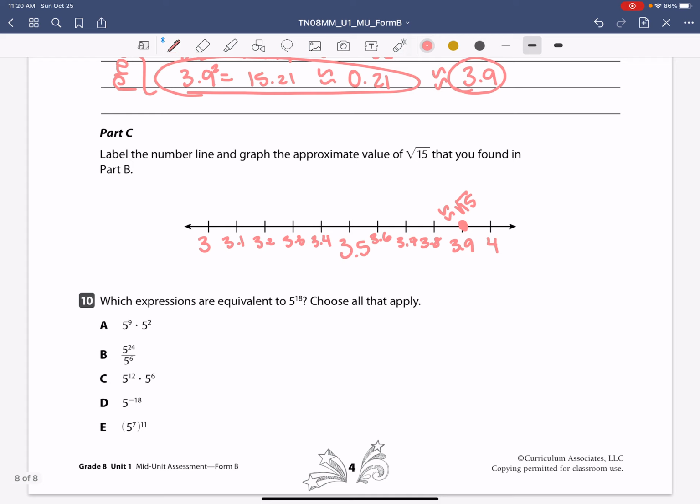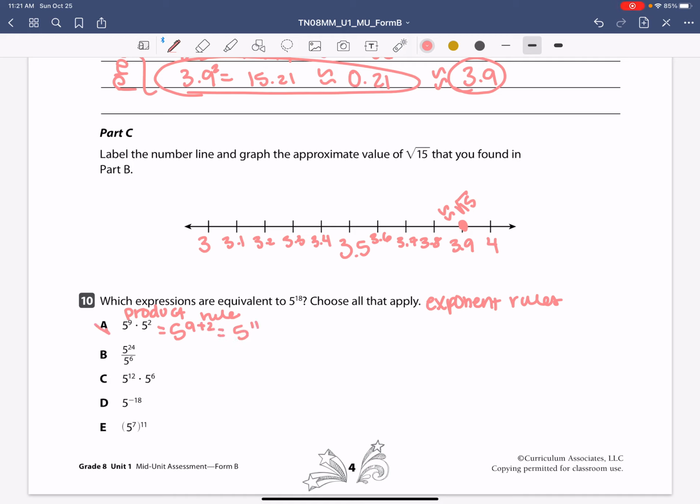And finally, number 10: which expressions are equivalent to 5 to the 18th power, choose all that apply. So you're going back to your exponent rules again. Okay, A is referring to the product rule. You have two numbers multiplied together, both have the same base, different exponents. You keep the base the same and add the exponents. So that's 5 to the 11th power, which is not the same as 5 to the 18th.